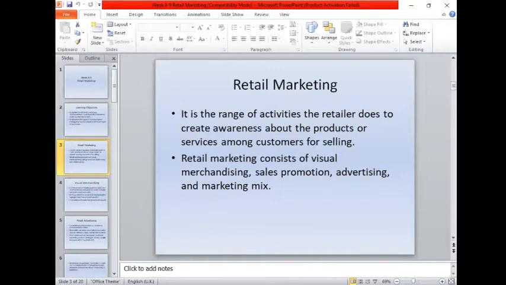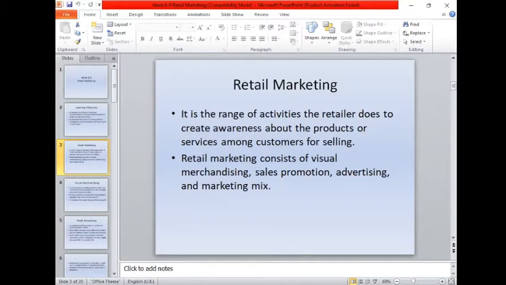Retail marketing consists of the following promotional mix. When you talk about the promotional mix, we have personal selling, advertising, sales promotion, publicity, and electronic marketing or online marketing. But in retail marketing, it is composed of visual merchandising, sales promotion, advertising, and also the other marketing mix.